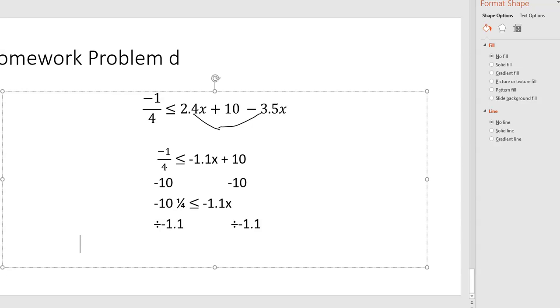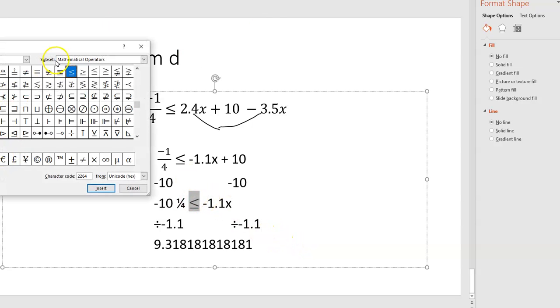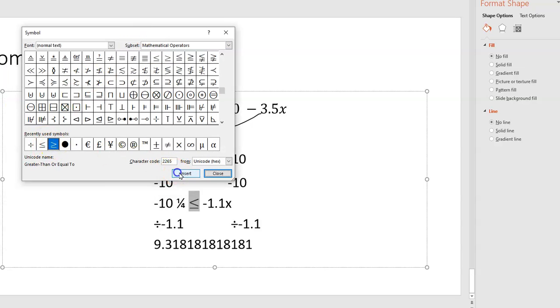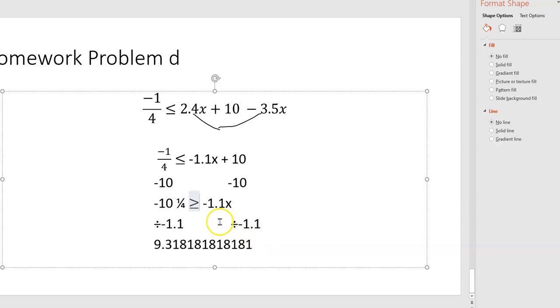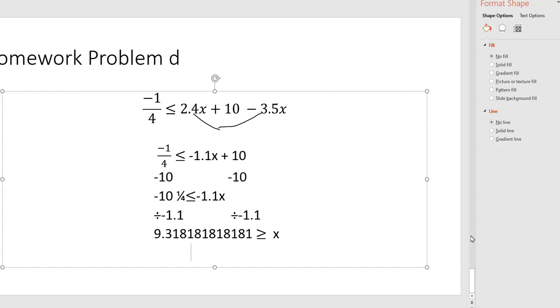a really long decimal. So when I type that in my calculator it said negative 9.31818181818. Oh, I divided by a negative right here. So this less than becomes a greater than. Okay, because I divided by a negative, this less than turned into a greater than. We don't like the variable on the right, so we're going to move it to the left, so that's going to become an x. Then we're going to switch back to this sign.